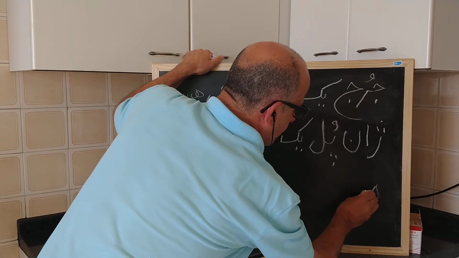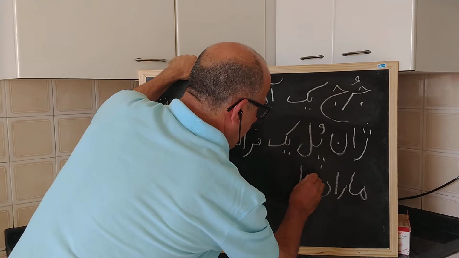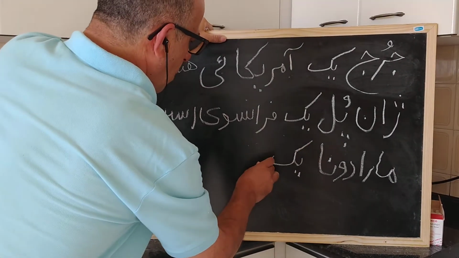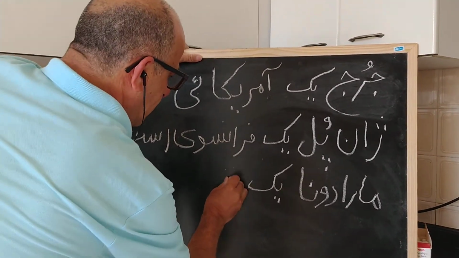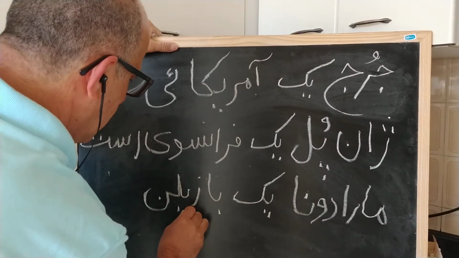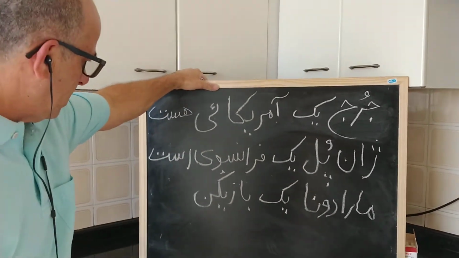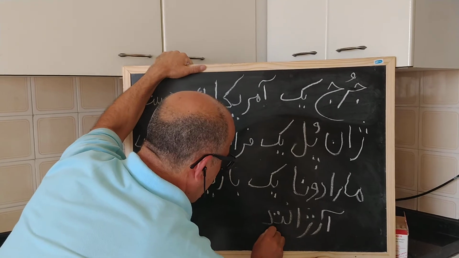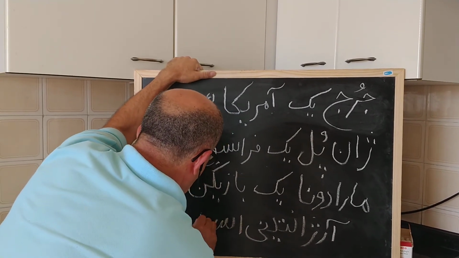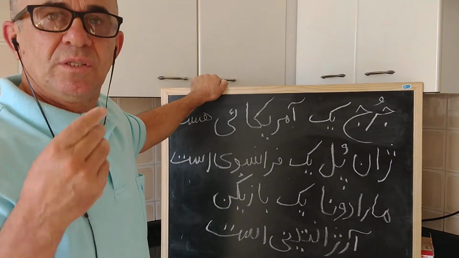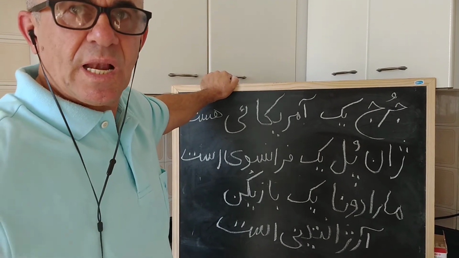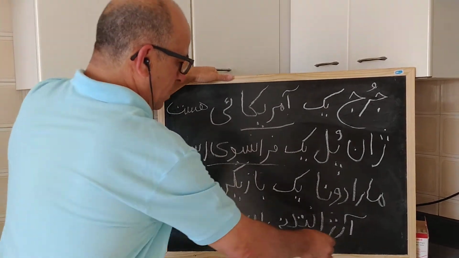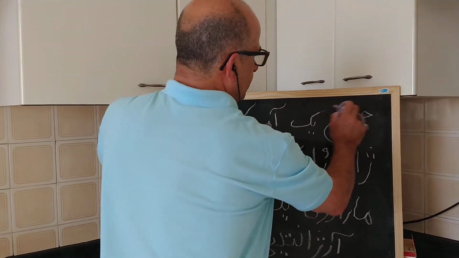Maradona. Maradona yek bazikon. I want to say bazikon, player. Yek bazikon-e Argentini. We're going to cover the names of countries in a separate class, okay? Separate lesson. But this is Amerikai, American, Faransavi, French, and Argentini. Okay?